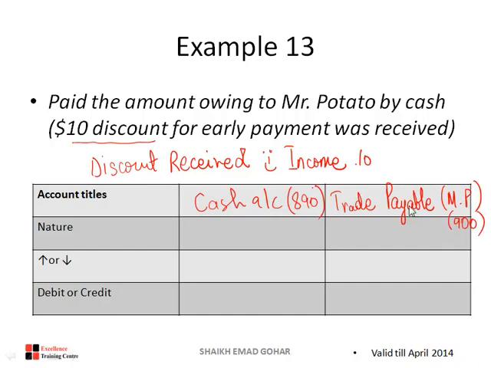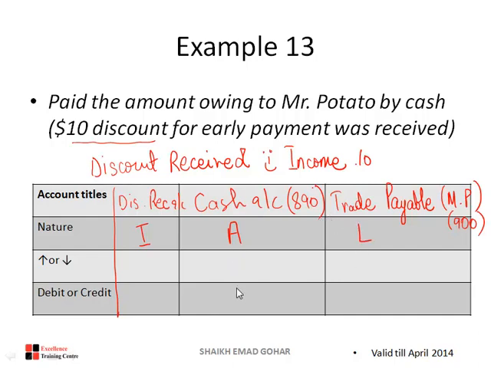Now I am making another column here. This time we have more than 2 debits and credits, okay. So I will write here discount received. This is the third account which you have to make. Now what is the nature of discount received? Income. I have just told you here. Okay. Cash is my asset. Trade payables are my liability.